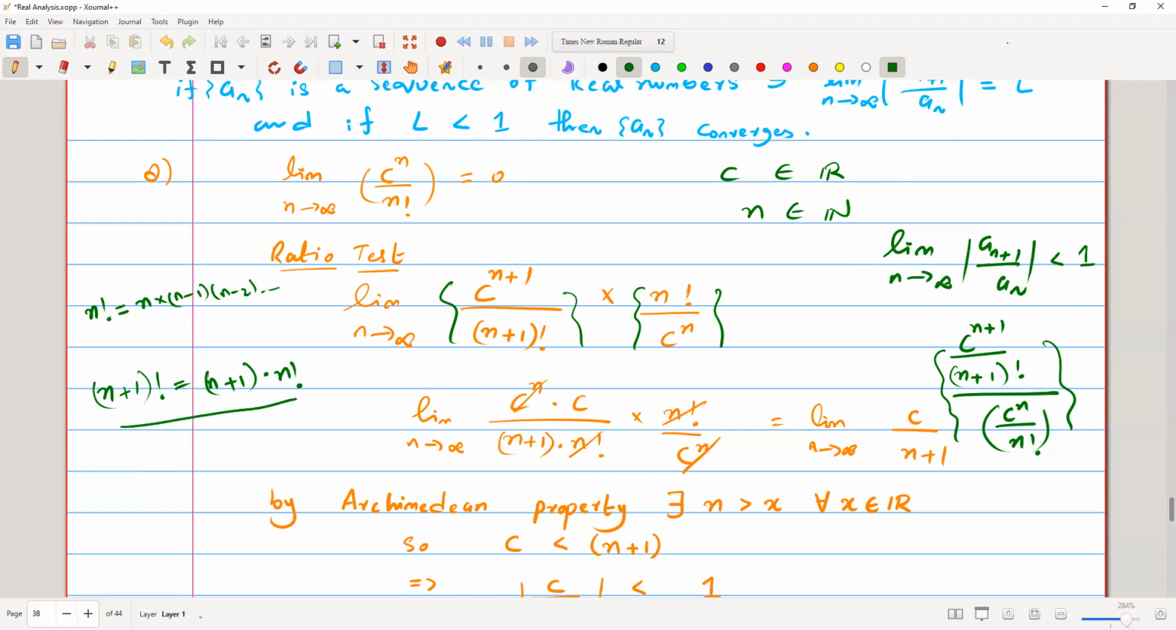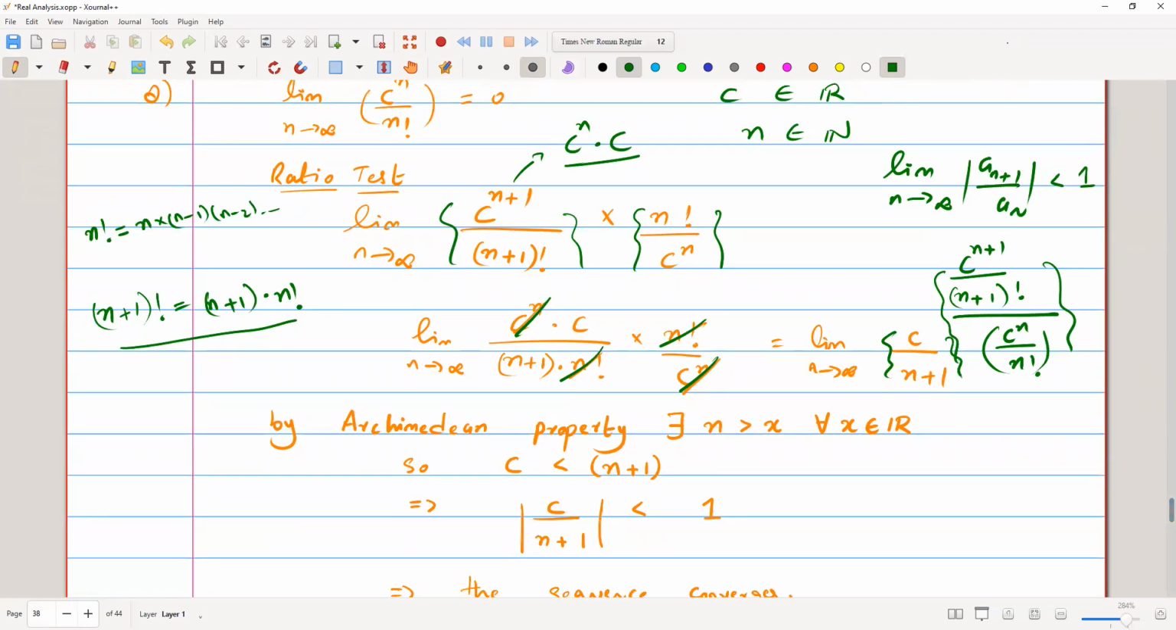So this c to the power n plus 1 can also be written as c to the power n times c. The bases are the same, so the powers are added. So the c to the power n will cancel with the c to the power n, and the n factorial will cancel with n factorial, and we are going to be left with c over n plus 1, which implies that now we have a real number in the numerator and a natural number in the denominator, that is n plus 1. And by the Archimedean property, we already know that if we have a real number, then there exists a natural number that is greater than that real number.